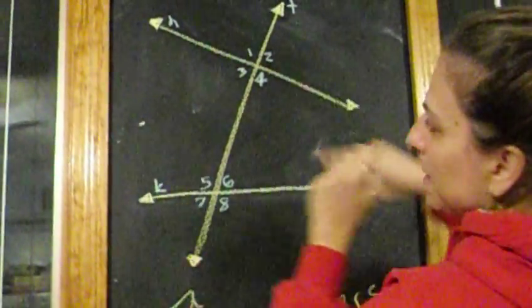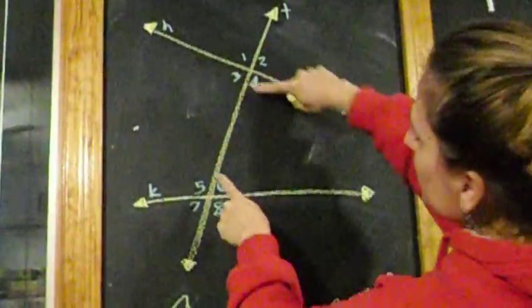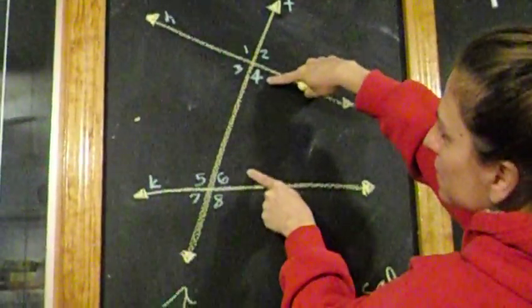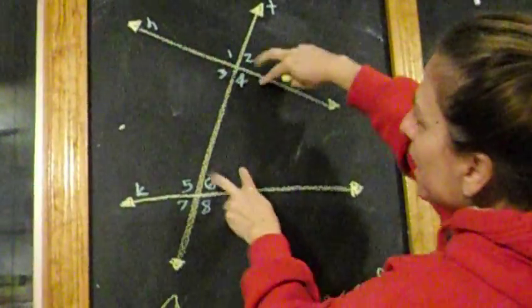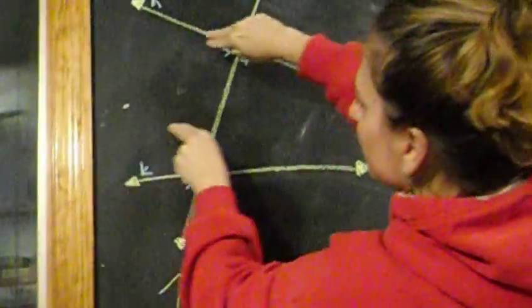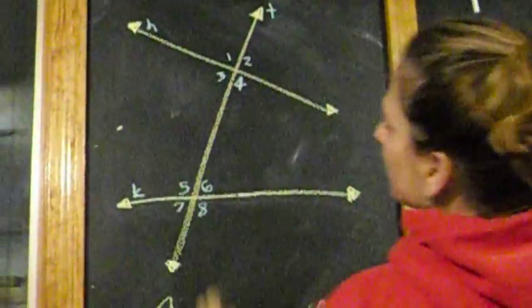Then you're going to have same side interior. 3 and 5 are on the same side of the transversal, and 4 and 6 are on the same side of the transversal. And they're same side interior. 4 and 6, same side interior. 3 and 5, same side interior.